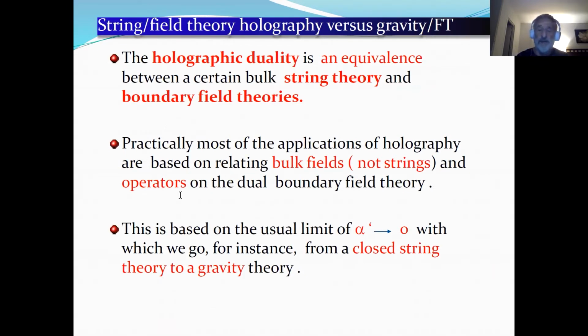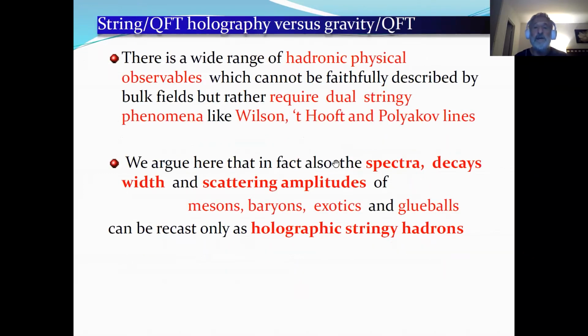This is what we get when we take alpha prime to 0, and that is like when we go from closed strings to gravity. But there are quantities like the one that I described before, this Wilson line or 't Hooft line or Polyakov lines. They cannot be described by fields. For them, we also need strings in the holographic background. And the main point of this model is that the spectra, decay width and scattering amplitude cannot be described by fields.